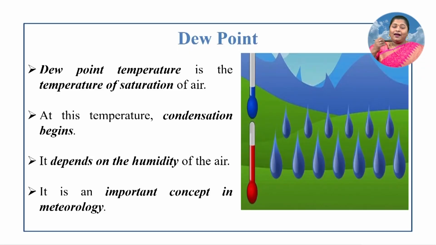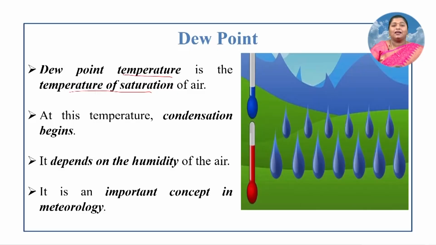Dew point. Once the saturation happens, the next one is the dew point. The dew point temperature is the temperature of saturation. If we are going to eat, what happens? The stomach is full, so apart from that, nothing more can be taken in. It is saturated. At that saturation point, what happens? The dew point occurs. In the same way.